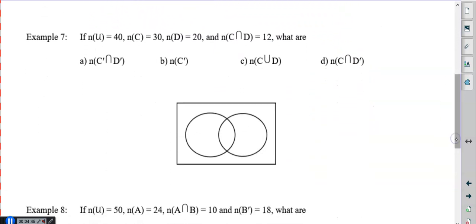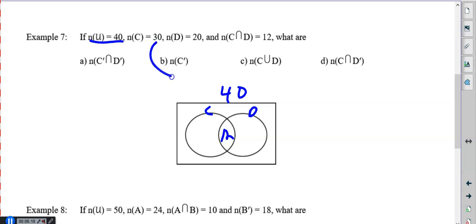Okay. The union is 40. Right here, the union. That means everything inside the box and the circles is 40. C, which we'll put a C here, we'll put D here. C is 30. And D is 20. And the overlap is 12. So we can put the 12 right away in here.